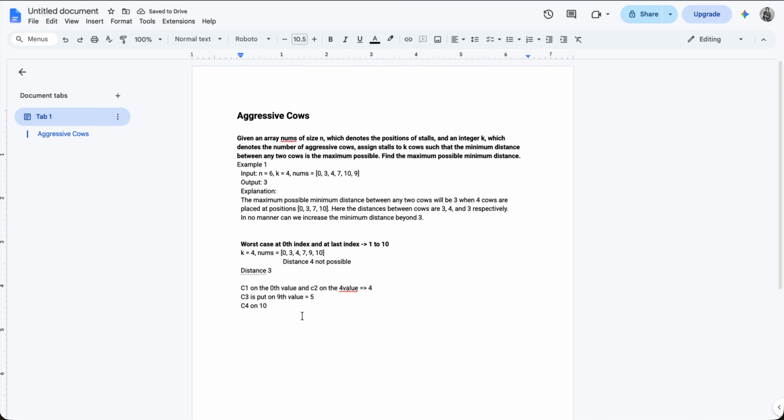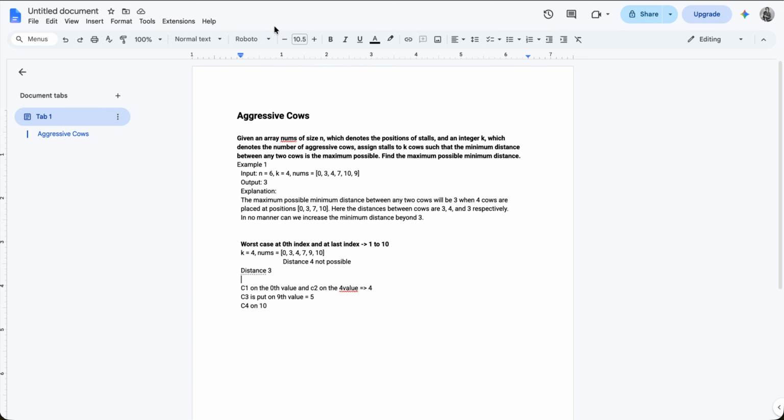So this is the way I'll try to solve this. I know the range is basically maximum to minimum. This is the range, so I have to try this range and find the solution. What is the maximum possible distance I can have in this question?